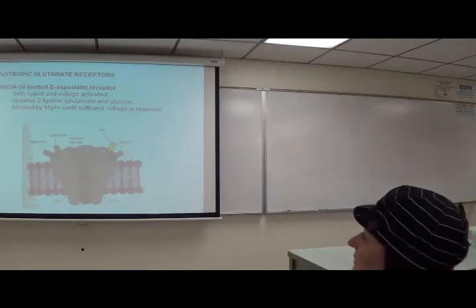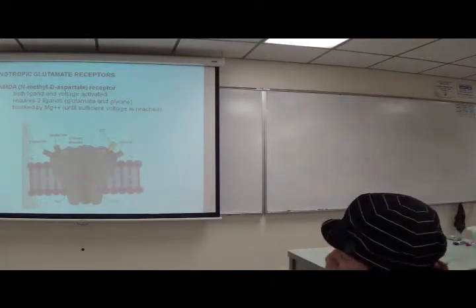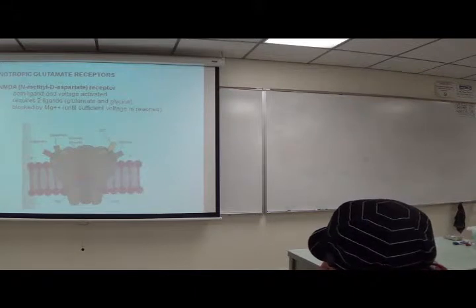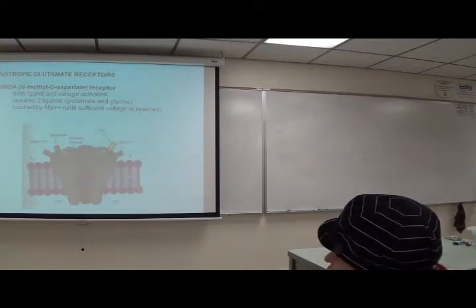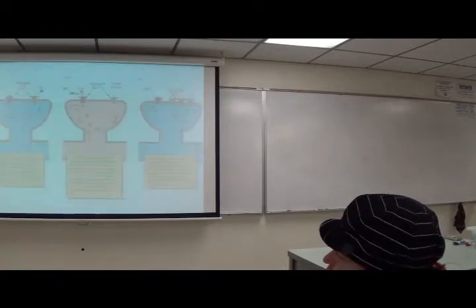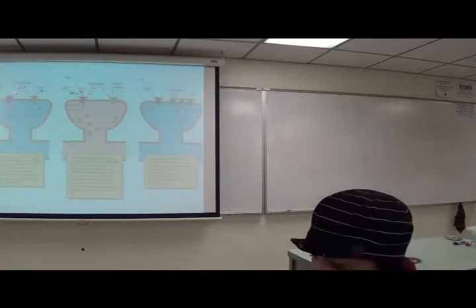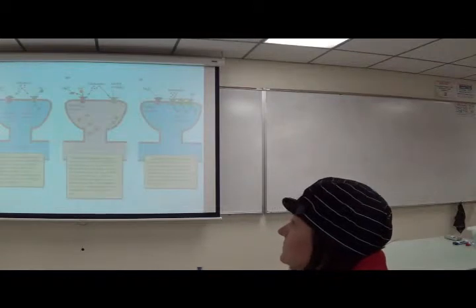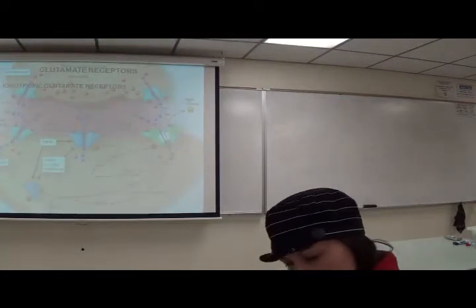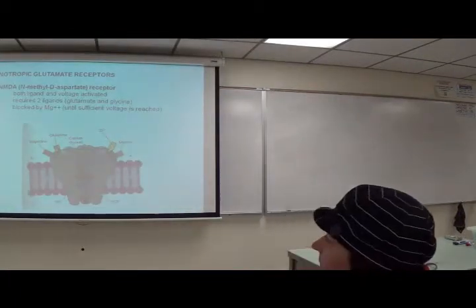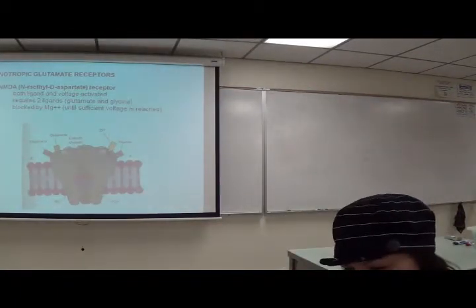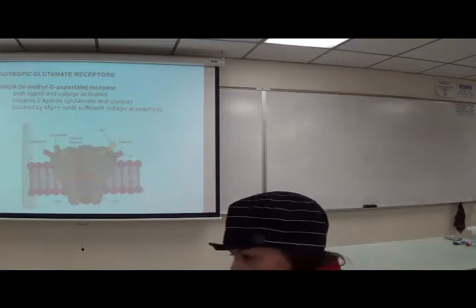So it has both ionotropic and metabotropic channels. It has several different types of ionotropic channels. All right? And here is the NMDA channel and an AMPA and a kainate channel, as you can see here. These are all ionotropic, meaning they are the sodium channel. But this one is really cool, the NMDA channel.